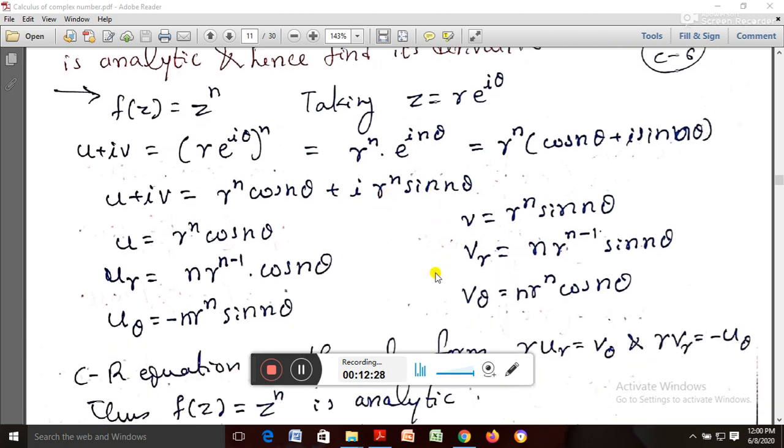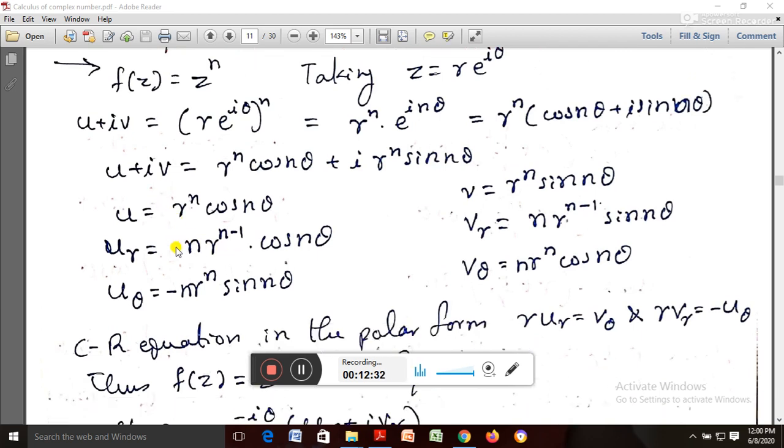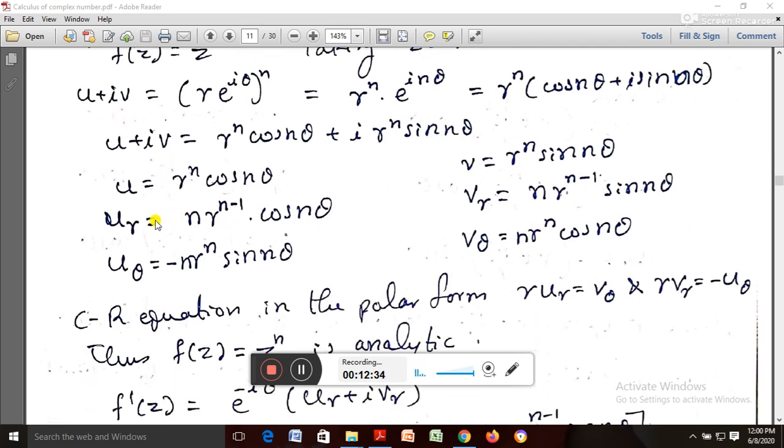Then find the derivatives to show that it is analytic. So differentiate u and v partially with respect to r and theta. Dou u by dou r is equal to differentiating partially with respect to r: cos n theta as it is, and the differentiation of r raised to n with respect to r, which is in the form of x raised to n, is n into r raised to n minus 1, into cos n theta.